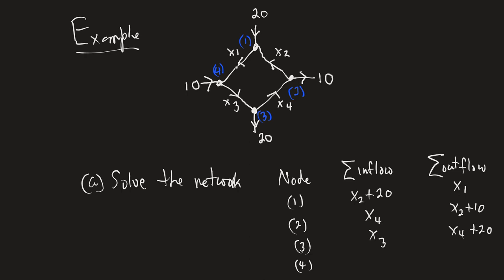And then finally at node 4, we have two arrows pointing towards it. x1 plus 10 is the sum of the inflow at node 4. Oh, I wrote it as 4, but that needs to be a 10. And then finally, the sum of the outflow at node 4 is x3.